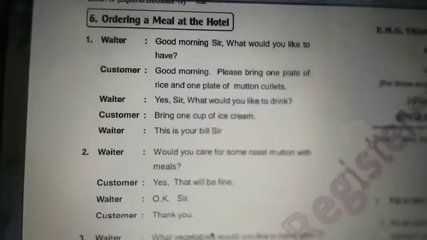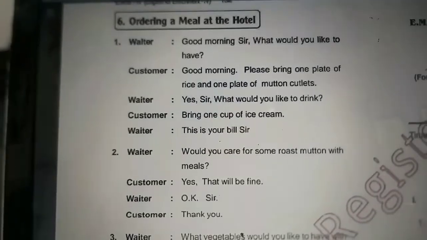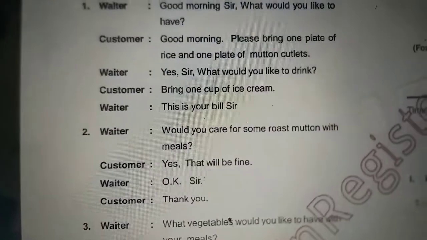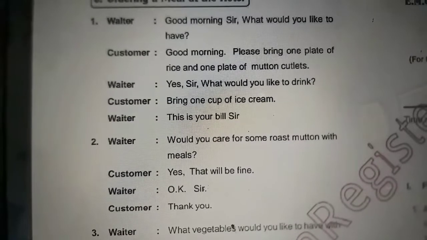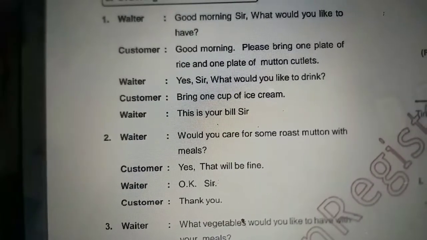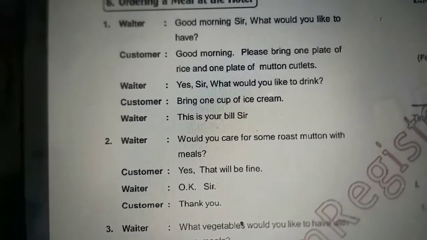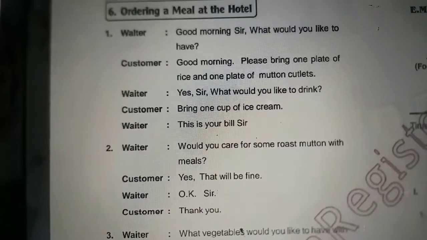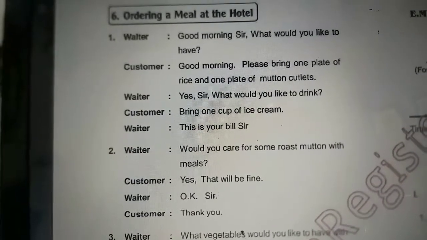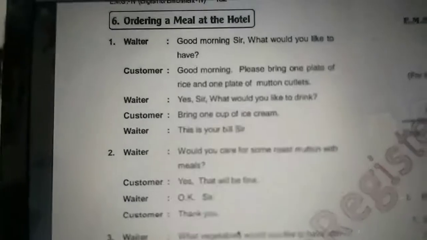Then the next conversation is this: ordering a meal at a hotel. The waiter is asking, "Good morning, sir, what would you like to have?" This is how the waiters will welcome us. Customer: "Good morning, please bring 1 plate of rice and 1 plate of mutton cutlets." So he is giving his likes. Waiter says, "Yes sir, what would you like to drink?" "Bring 1 cup of ice cream." See, the waiter is asking, what would you like to drink? And it is not necessary for the customer to answer the question of the waiter. He can give his own answer. He says, bring 1 cup of ice cream.